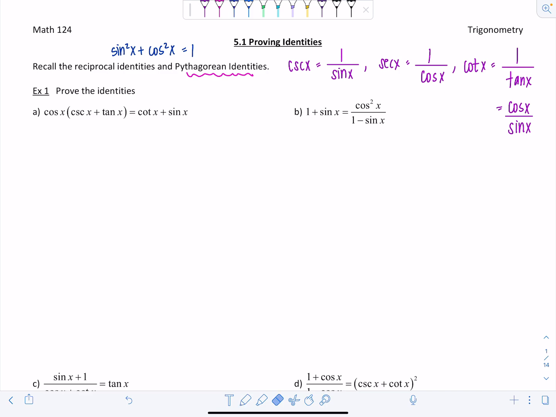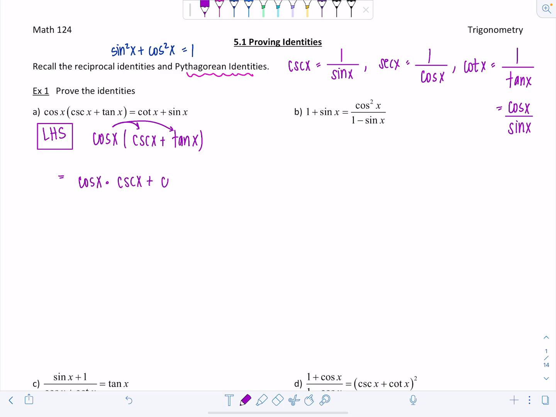All right, so let's look at example 1. Prove the identities. Which side would you say is messier? I'm thinking the left. So let's start with the left-hand side. And I'm just going to rewrite it the way it is before I get going. So we have cosine x times cosecant x plus tangent x. Now from here, just start simplifying. I would distribute cosine x inside the parentheses. So we have cosine x times cosecant x plus cosine x times tangent x.